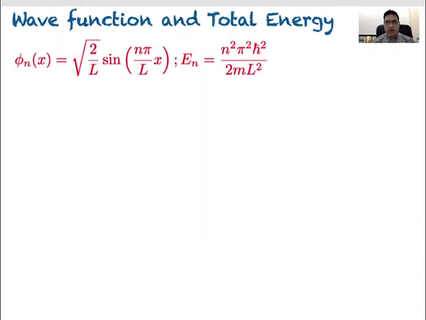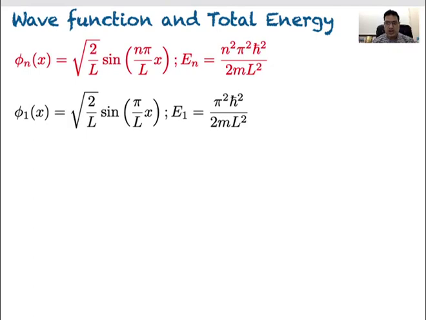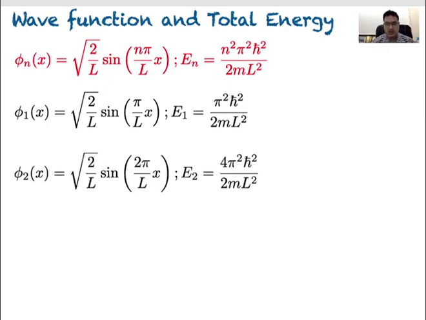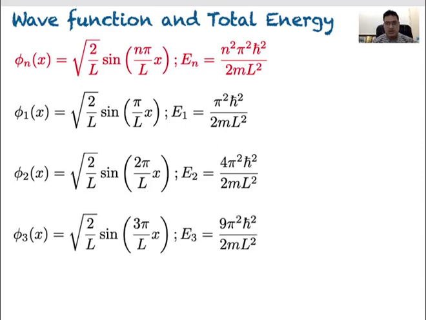Okay, so now we have seen the wave function and the total energy, that is, phi n of x is this and En is this. Okay, now let's write the wave function and the corresponding energy for different energy levels. So for energy level 1, your wave function will be square root of 2 over L sine pi over L times x, and E1 will be pi square h cross square over 2mL square, because n is 1. Now if you take phi 2, then here you will get 2 because n is 2, and here because it goes as n square, you will get 4. Then for the third wave function, this is going to be 3, this is going to be 9.